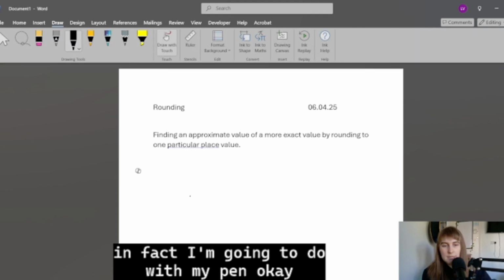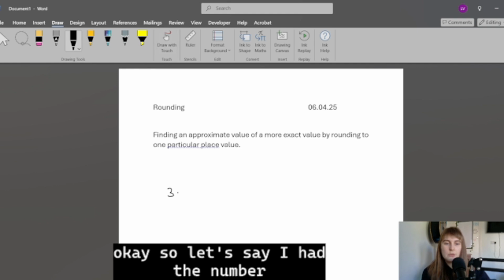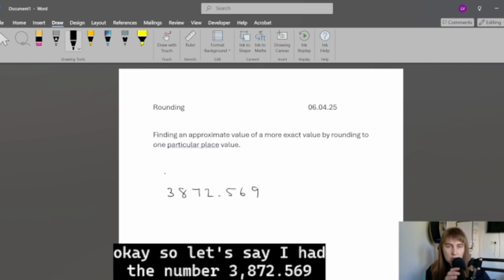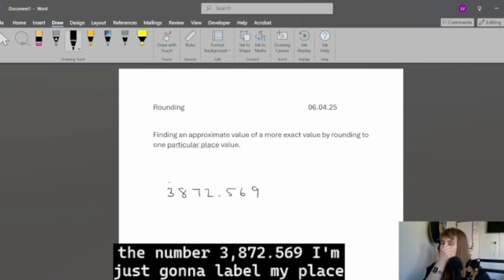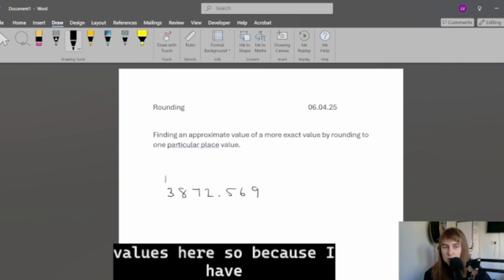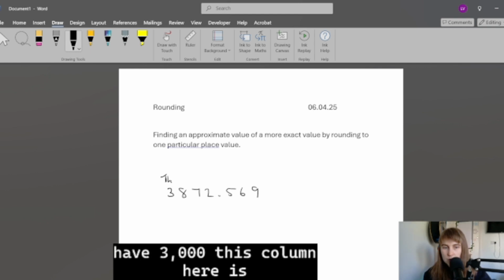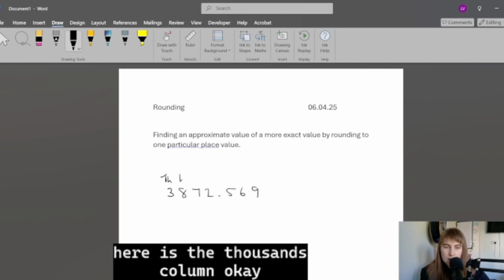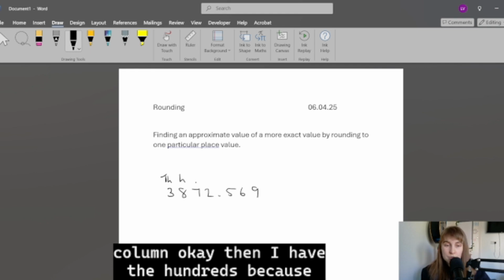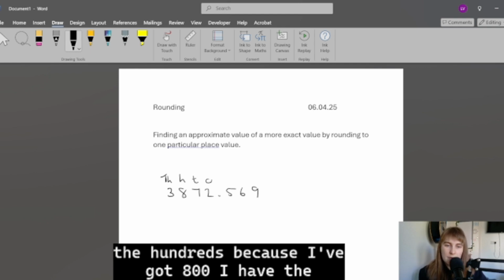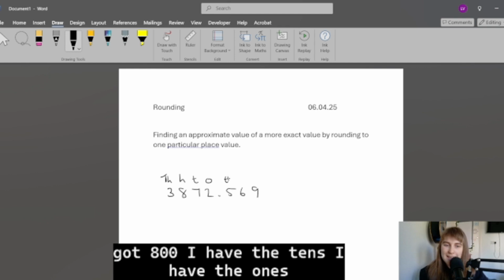Okay, so let's say I had the number 3,872.569. I'm just going to label my place values here. Because I have 3,000, this column here is the thousands column. Then I have the hundreds because I've got 800. I have the tens. I have the ones. I then have the tenths.